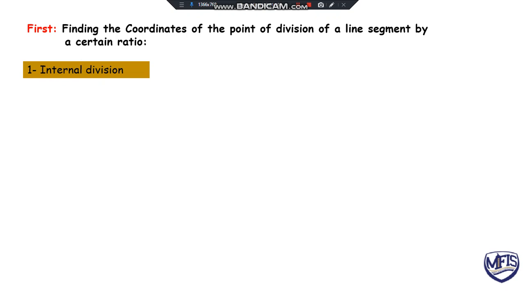And we have two types. The first one, the internal division. So we have here a line segment. Its start is A and its end is the point B, and we have point C on the line segment AB. So we want to find the rule we use to find the coordinate of the point C.